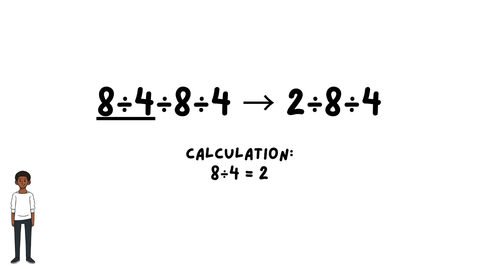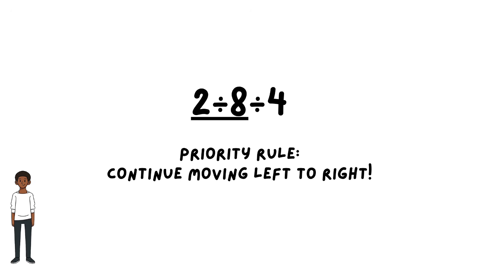Step 1. Divide the first two numbers, 8 divided by 4. 8 divided by 4 equals 2. Replacing 8 divided by 4 with 2 simplifies our expression to 2 divided by 8 divided by 4. Now we continue moving from left to right.